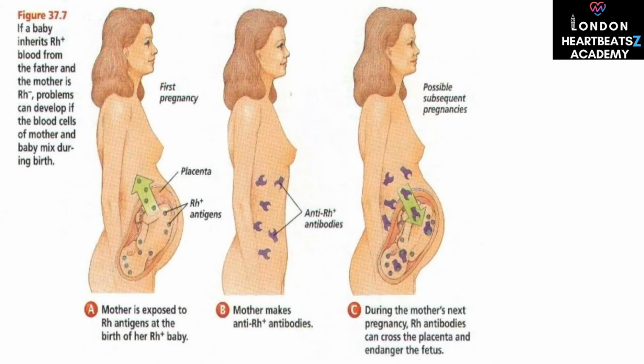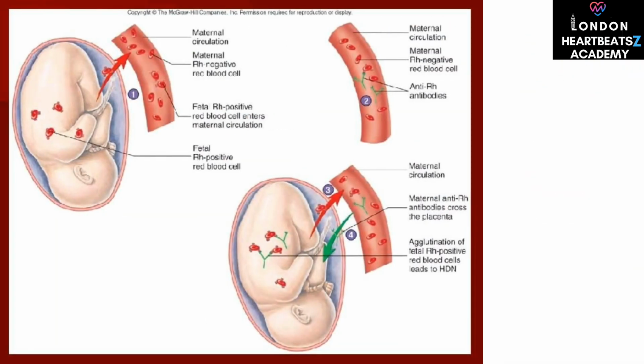Rh incompatibility can be a problem if an Rh negative mother carries an Rh positive baby. Exposure to Rh antigens during the first birth causes the mother to make anti-Rh antibodies, which can endanger a subsequent Rh positive fetus. If a mother is Rh negative and the fetus is Rh positive, fetal red blood cells can enter the maternal circulation. The mother's body produces anti-Rh antibodies, which can cross the placenta and cause the agglutination of fetal red blood cells, leading to hemolytic disease of the newborn.